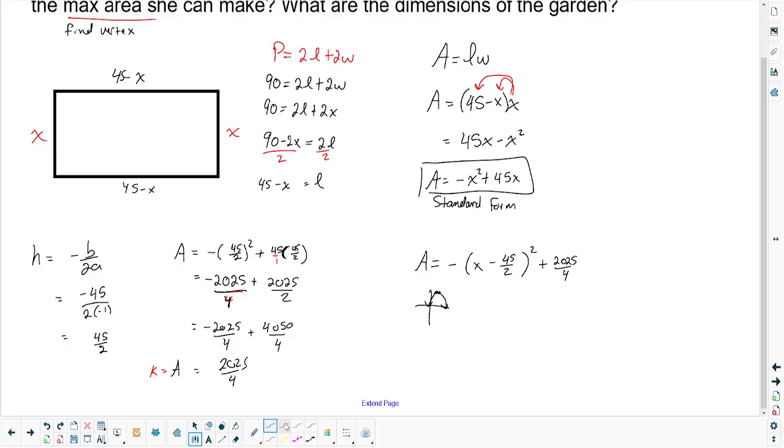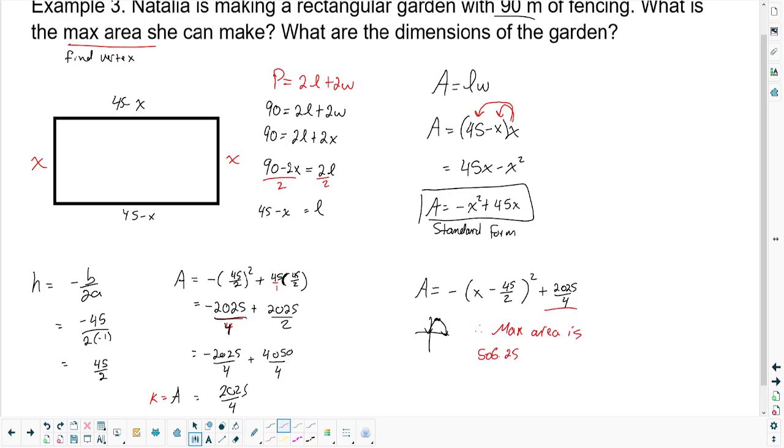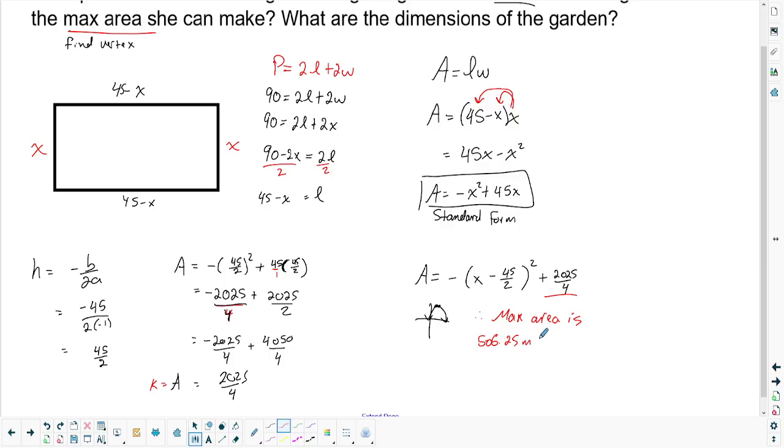So the maximum area she can make, remember that was the area number we found. So the max area, therefore max area, is, and this is where you can change this into a decimal. So that's 506.25. And what are we working in? We're working in meters. So meters squared is our maximum area.